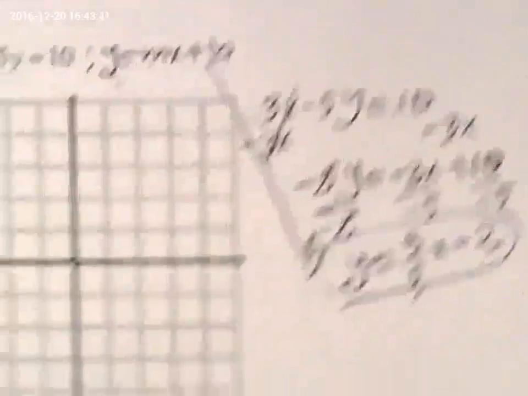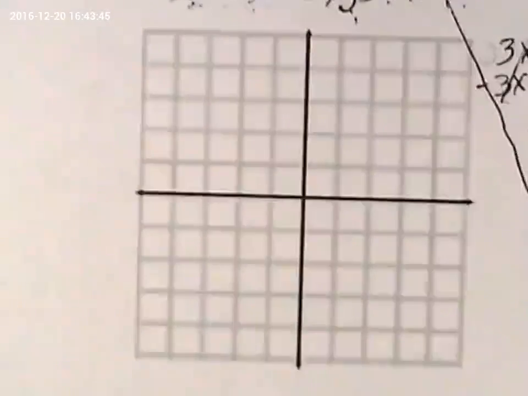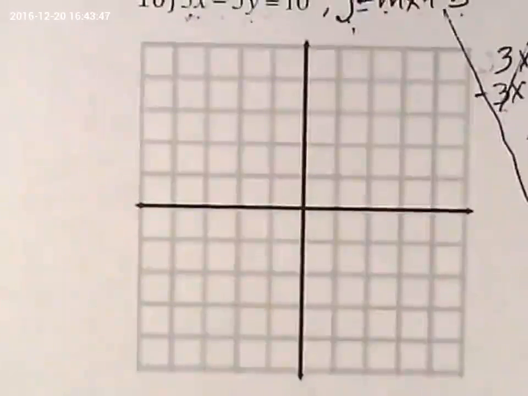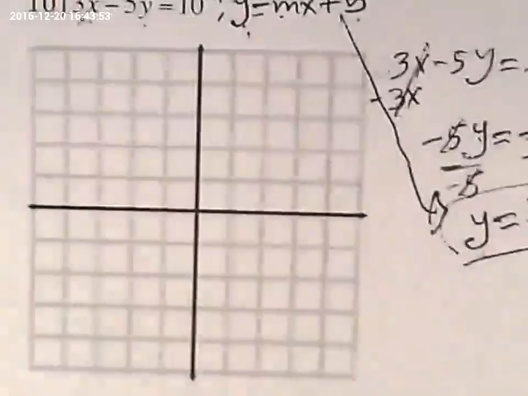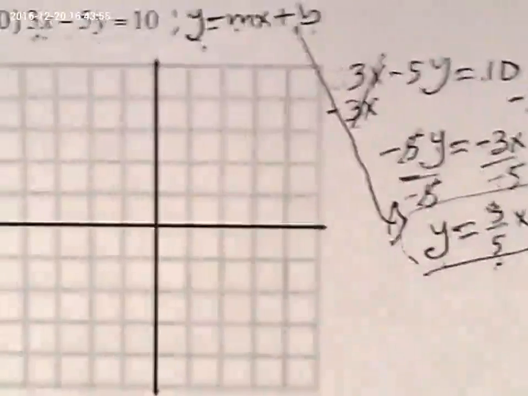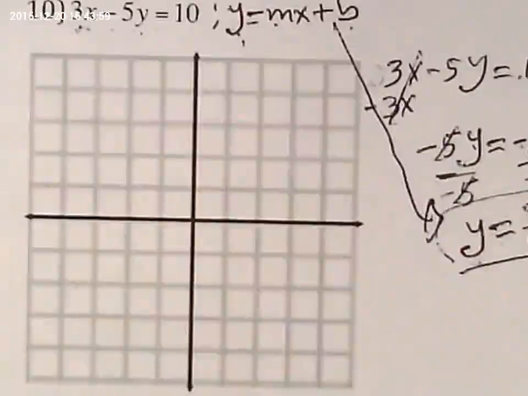Now we are ready to draw this on the graph that you have here. So our equation is... let me see if you can see it. I can zoom out a little bit for you. Hold a second.